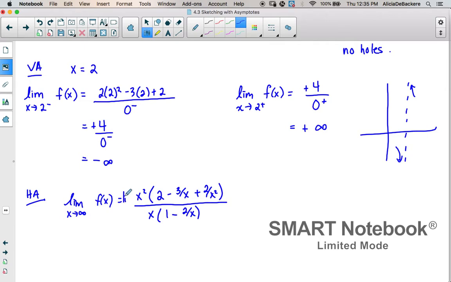Oh, sorry, I didn't take the limit yet. And what's going to happen here is I can cancel out this x. So I'm going to be left with an x. So I'm going to separate this. I've got the limit as x approaches infinity of x times the limit as x approaches infinity of the two brackets being divided.